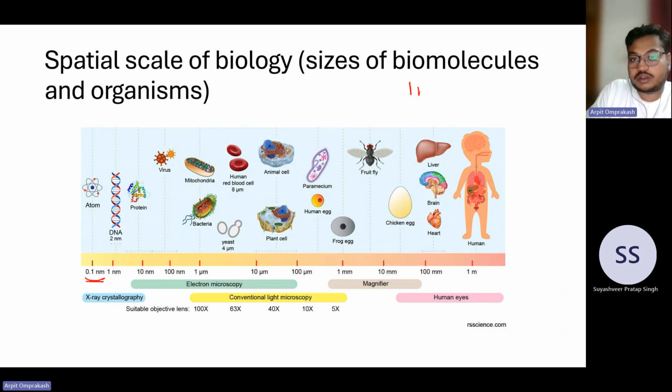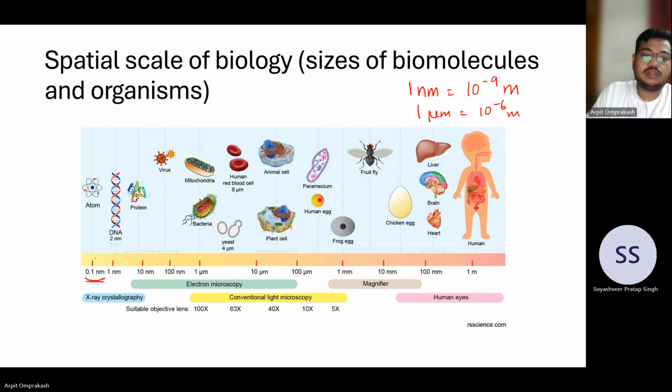Just write it down. 1 nanometer is equal to 10 to the power minus 9 meters. 1 micrometer is basically 10 to the power minus 6 meters. Then we have millimeter, which is 10 to the power minus 3. Centimeter, which is 10 to the power minus 2, and so on. Minus 1, yeah. 10 to the power minus 1. So 100 centimeters equals a meter, yeah.